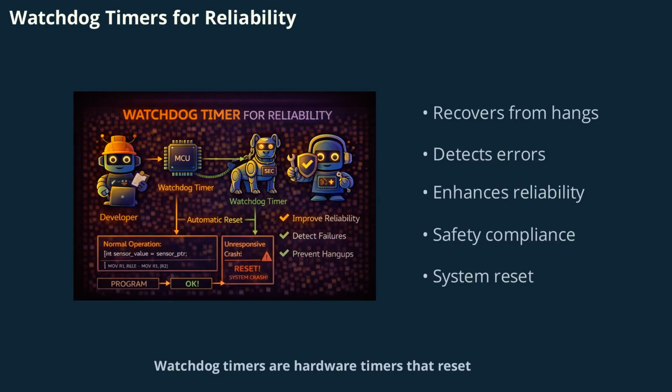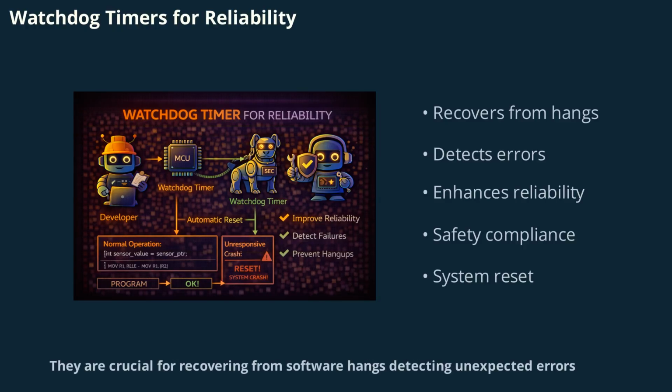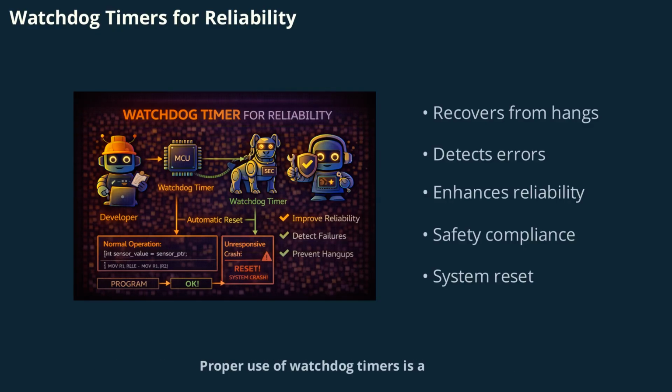Watchdog timers are hardware timers that reset the system if not regularly fed by software. They are crucial for recovering from software hangs, detecting unexpected errors, and ensuring system reliability in harsh or unstable environments. Proper use of watchdog timers is a key practice in developing robust embedded systems, especially those with safety requirements.